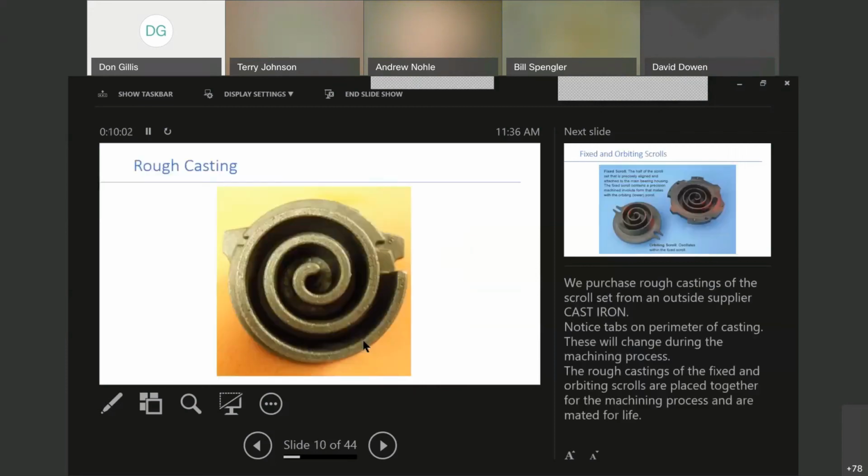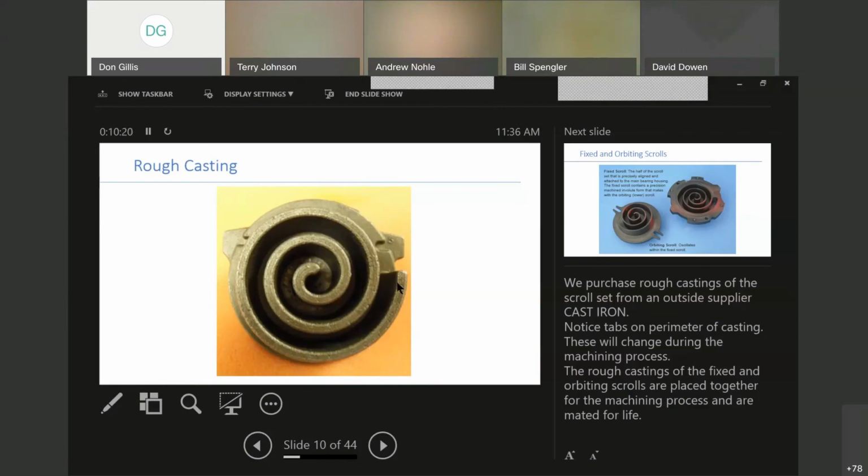This is a rough casting of the scroll. This is how we purchase the castings from our vendor. We have two or three different vendors. Notice the tabs here, or I refer to them as dog ears sometimes. These will change during the machining process.